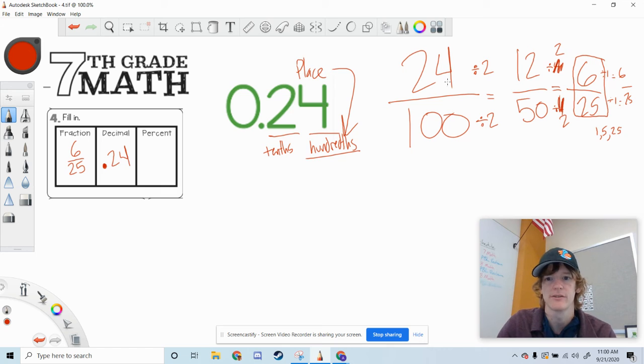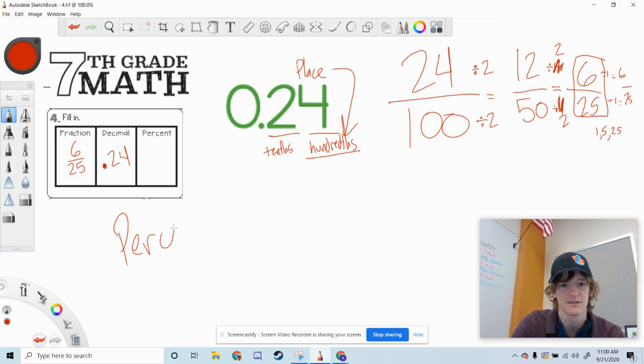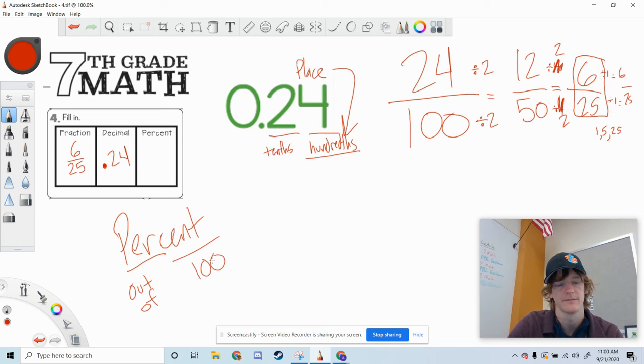If you stopped at 24 hundredths, I'd probably take half a point off because it's not in simplest form. I really want these in simplest form. Now for percent, let's talk about what percent means. Per means out of. Cent means 100. So my question is, how many out of 100?